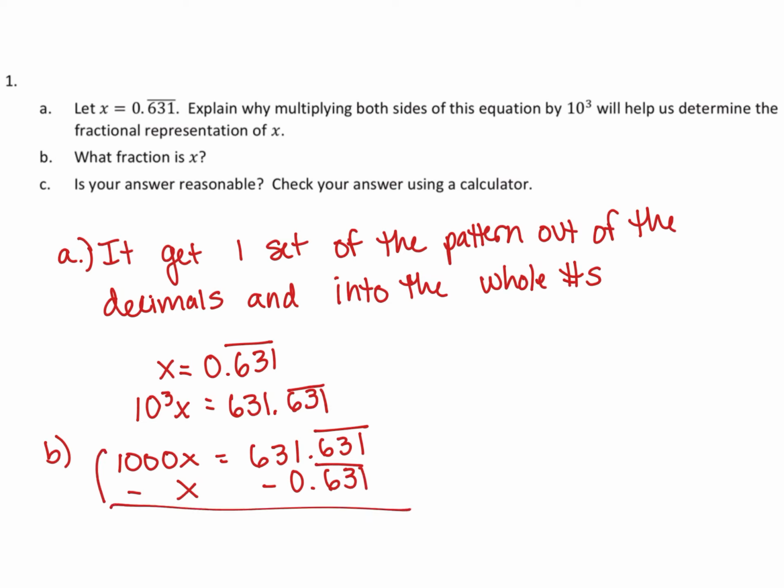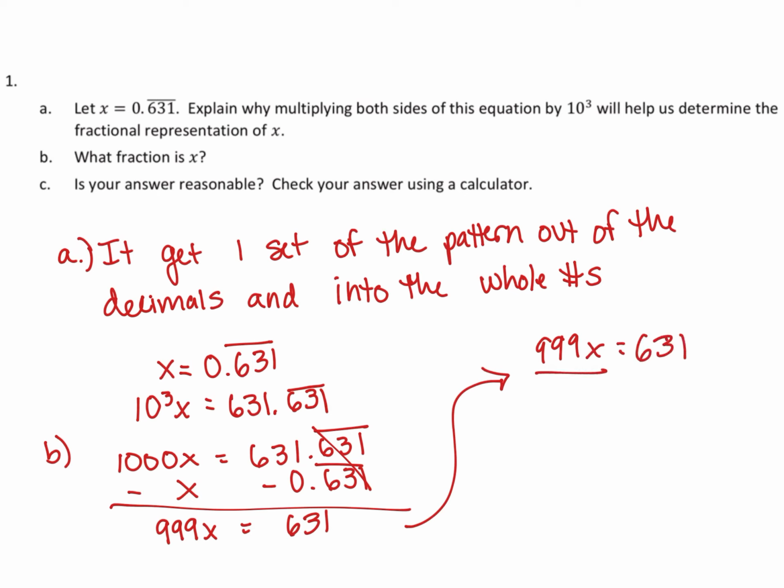So if I take 1000 and I remove 1, I'm left with 999. If I take this repeating piece and I subtract it, I'm left with 0. So then I just have 631 minus 0, which is 631. To solve for x, we just have to divide by 999. So x is equal to 631 over 999.